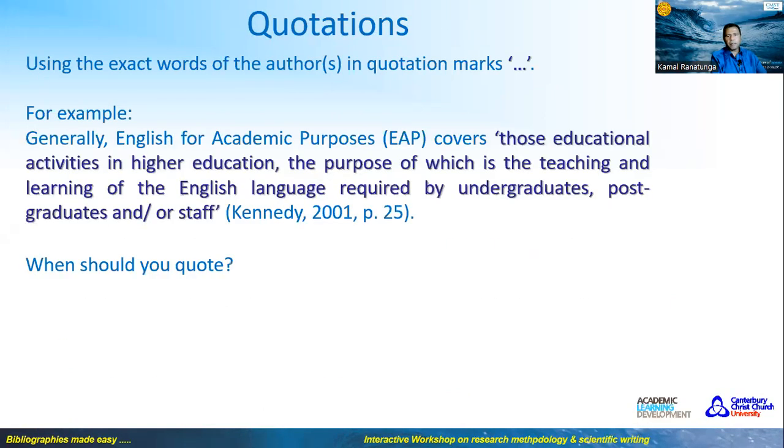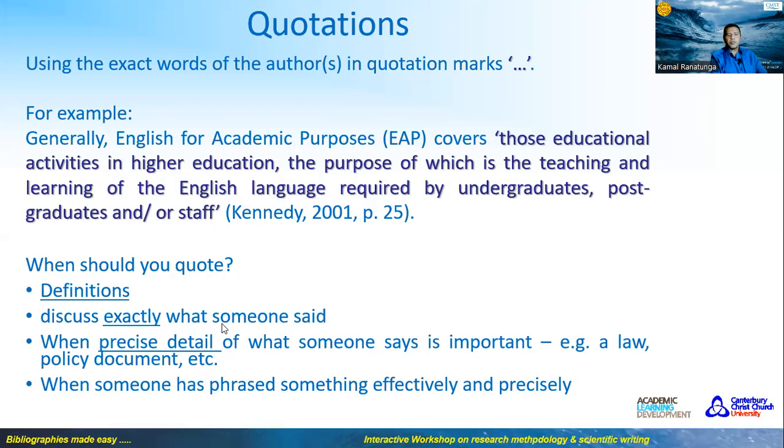Now, I have given one example here, right? I think some of you have already used this kind of quotation mark, but in your writing, you have to use this kind of proper format to give the quotation, and that quotation can be part of your writing, like in this case. So generally English for academic purposes covers those educational activities in higher education. You see here we have the quotation mark, and that indicates that this whole part is taken from someone else's work, and you have given the name, the year, and even the page number. Especially if you are using APA style, you have to give this format, right?